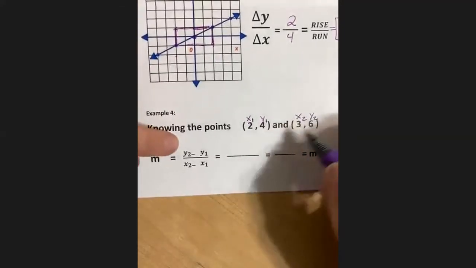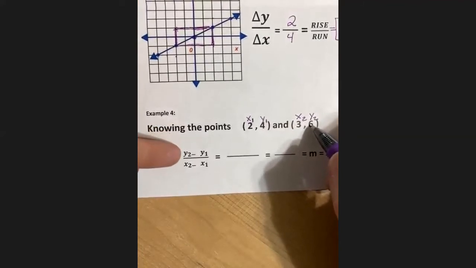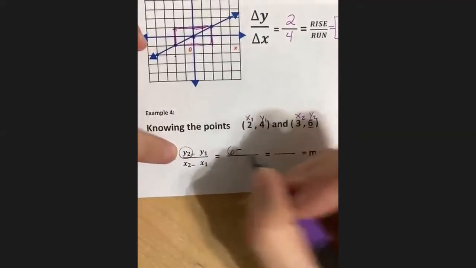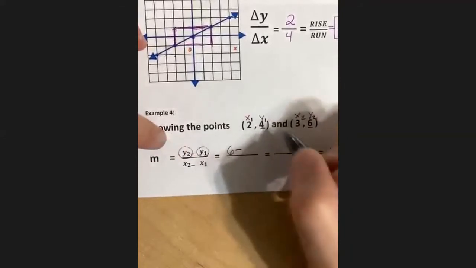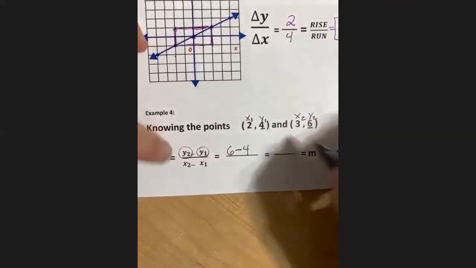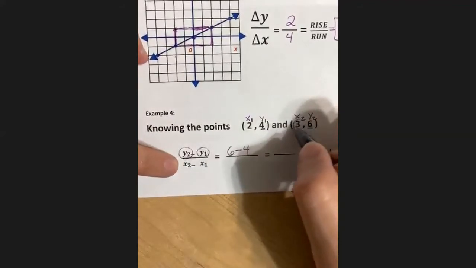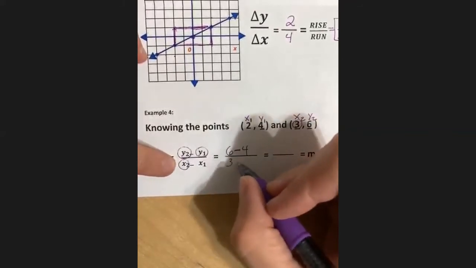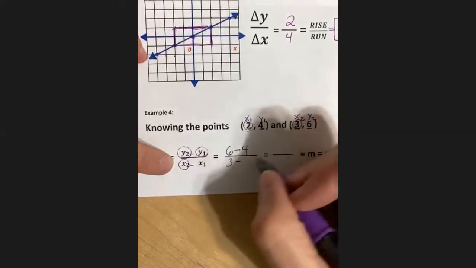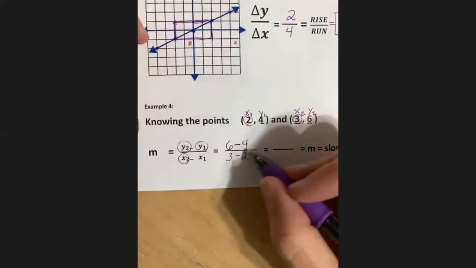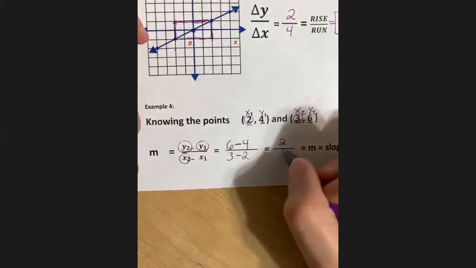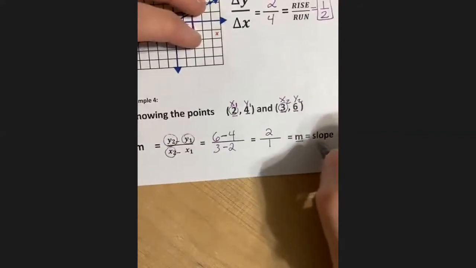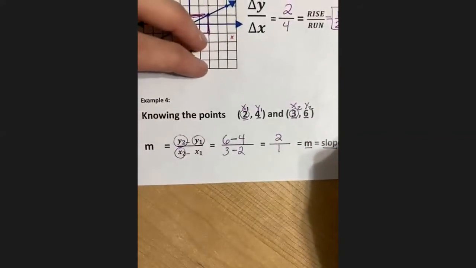And so it says I take y2, that's over here, which is a 6, this y2 right here. Y2 is 6. So I put 6 minus y1 here. Y1 is a 4. And then on the bottom, x2, that's this one here. That's x2. And we'll put 3 minus x1, that's right here, 2. So 6 minus 4 is 2. 3 minus 2 is 1. The slope would therefore be 2, or 2 over 1, either way. And again, that's the slope, and we call this m, slope.